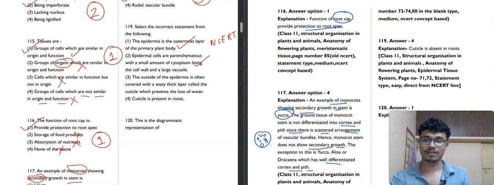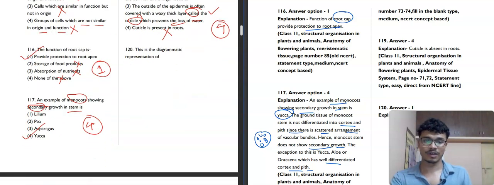Then the outside of the epidermis is often covered with a waxy thick layer called the cuticle, which prevents water loss. Yes, the function of cuticle is to prevent the loss of water. So it is also correct. Now, cuticle is present in roots. Do you think that cuticle is present in roots? No, it's absolutely incorrect. Cuticle isn't present on roots. So we have to find the incorrect statement. So the fourth option is our correct answer. Cuticle is absent in roots.